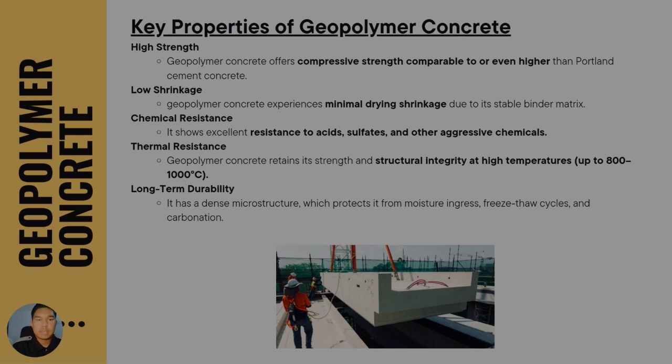Secondly, low shrinkage. Geopolymer concrete experiences minimal drying shrinkage due to its stable binder matrix. Thirdly, chemical resistance. Geopolymer concrete resists acids, sulfates, and other aggressive chemicals that attack normal Portland cement. Fourth, thermal resistance. Geopolymer concrete retains its strength and structural integrity at high temperatures up to 800 to 1000 Celsius. Lastly, long-term durability. It has a dense microstructure, which protects against moisture ingress, freeze-thaw cycles, and carbonation.